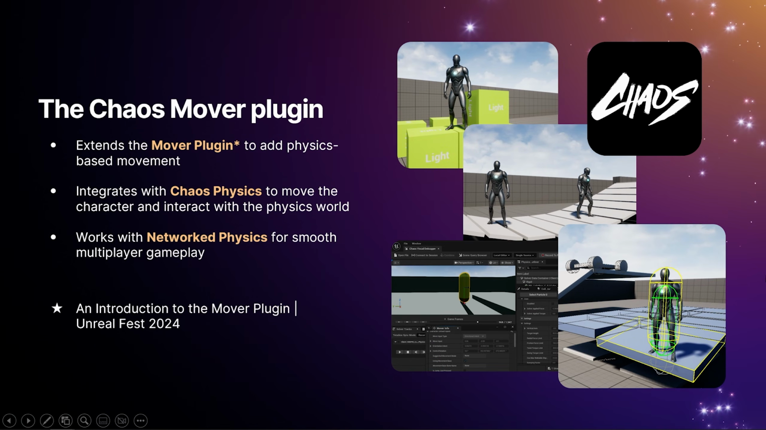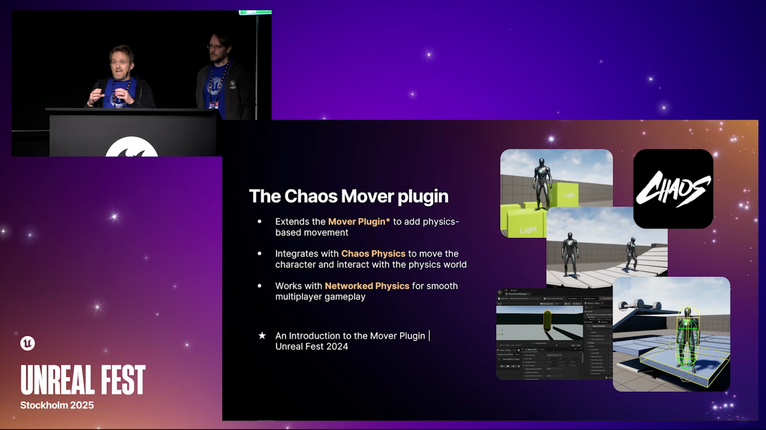So we've developed a new plugin. It's called Chaos Mover. So Chaos Mover extends the Mover plugin, which is another new system that we're developing at Unreal. If you're unfamiliar with Mover, there have been a couple of talks about this at previous Unreal Fests. But it's a new way of building extensible and modular character movement in Unreal. And it's really the future of movement in Unreal. And so what we've done with Chaos Mover is we've built a layer on top of that that allows you to have a dynamically simulated character as part of the Mover system, and one that integrates with network physics for physics-based multiplayer games.